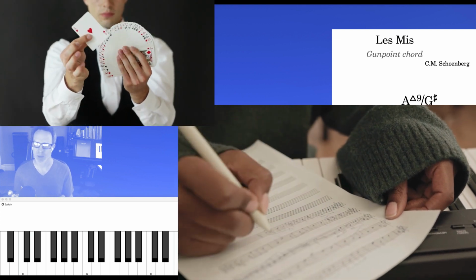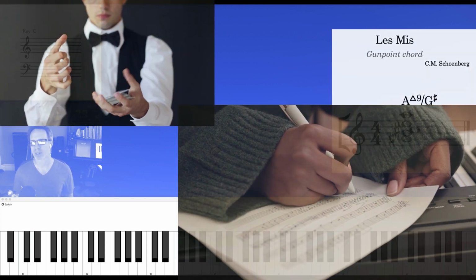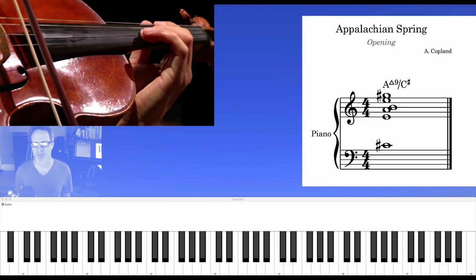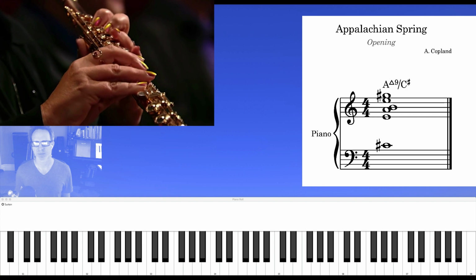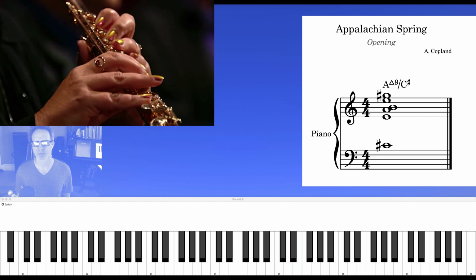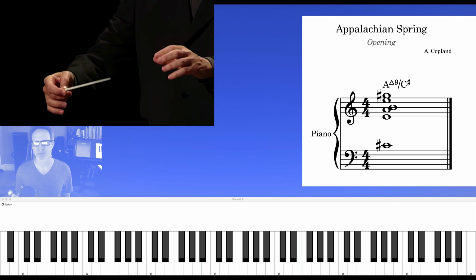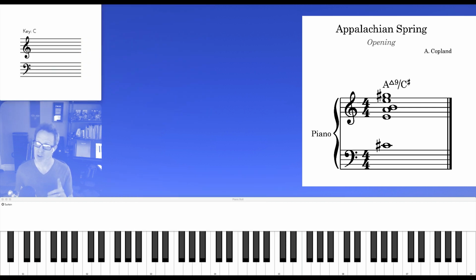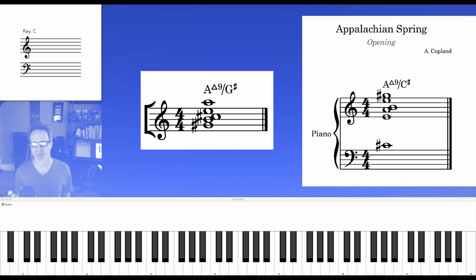Here are the exact same notes in Appalachian Spring by Aaron Copland. Where is Aaron right now? Here's those same notes in a different order, again from Les Mis. Same notes, different order, different instruments, completely different effect.